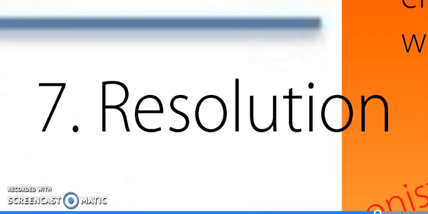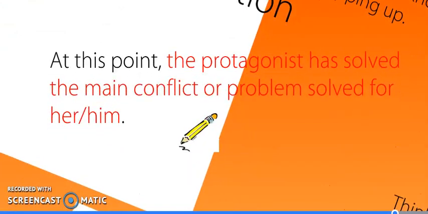Then we get to the resolution, the ending of the story. Here, the protagonist has either solved the conflict or the problem has been solved for him or her. And while there isn't necessarily an event with the resolution, the problem simply no longer exists for whatever reason. Pause and get this written down.